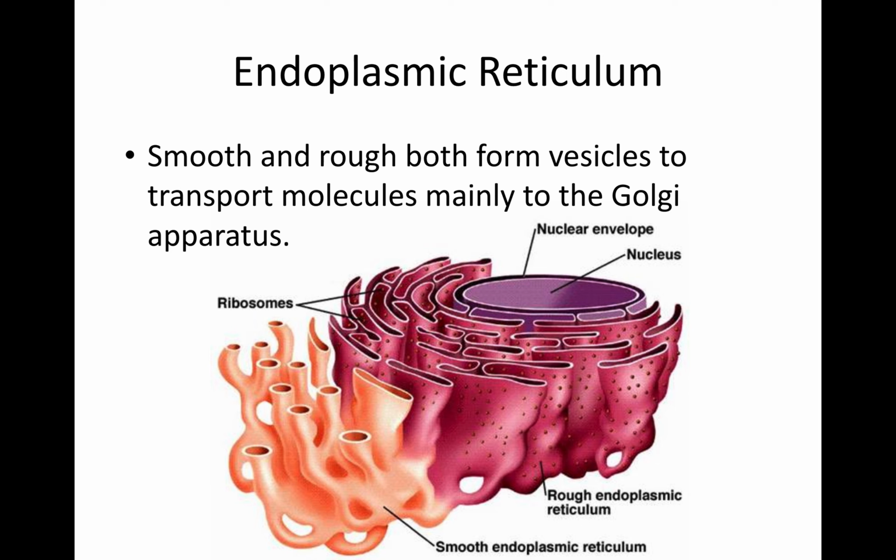So the endoplasmic reticulum is smooth and rough. Both form vesicles to transport molecules mainly to the Golgi apparatus. Sometimes this is called the Golgi body. So in this picture, you see the nucleus in purple. You see the rough ER in pink. And you see the smooth ER in orange. Okay, they're all connected. All the membranes are connected. You can see the ribosomes are studded on the pink.